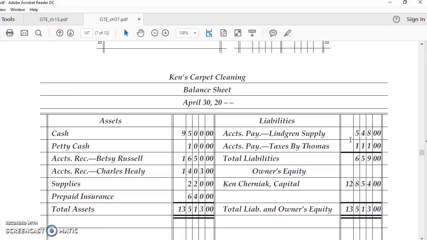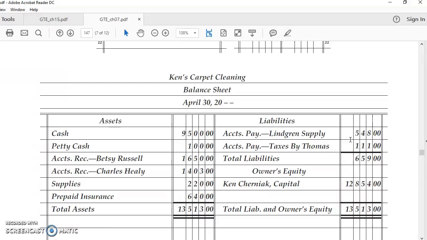We are actually in the same chapter as when I left, chapter 15, where together we were working on income statements for a corporation organized as a merchandising business. We are still working on financial statements for a corporation organized as a merchandising business, but I want to move on to a balance sheet.